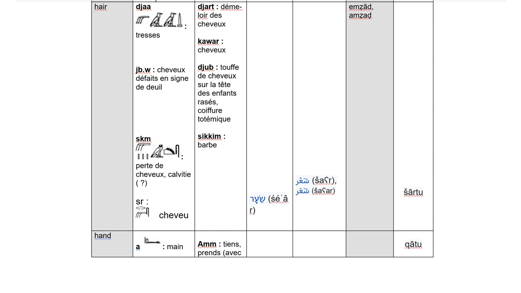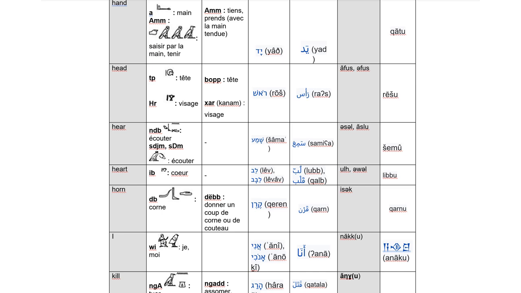And also here you see hand. You see the sign of the hand. This is ah. In Wolof you have also am, which means in Wolof take. In reaching the hand you say take. This is am. Now look also here.